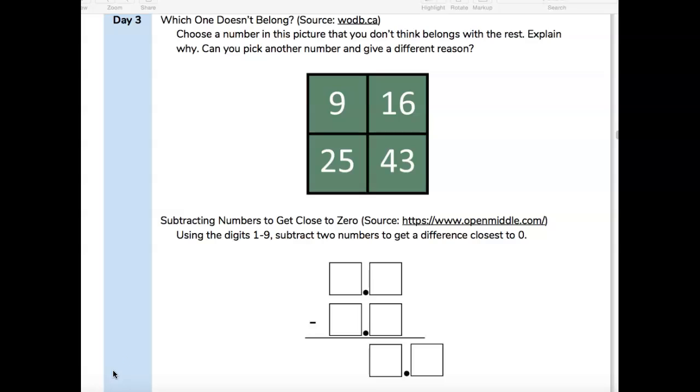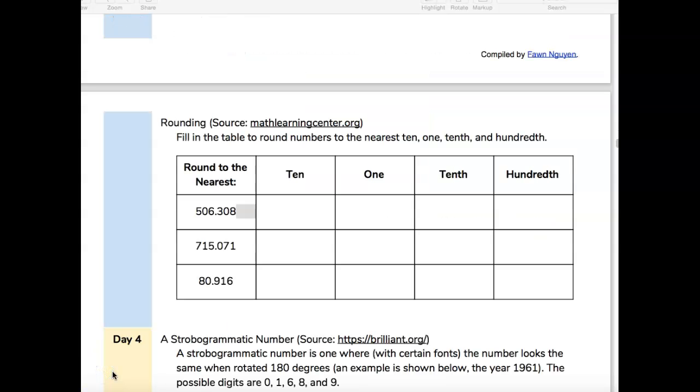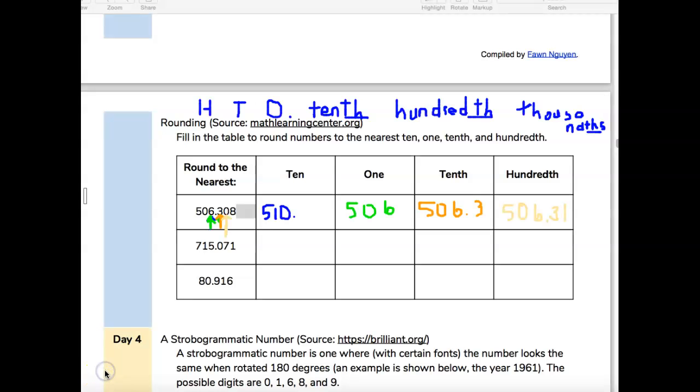Now on the next one, we're going to do this rounding table. It says fill in the table to round numbers to the nearest 10, tens place, 1, tenth, and hundredth. So we have to look at these numbers.